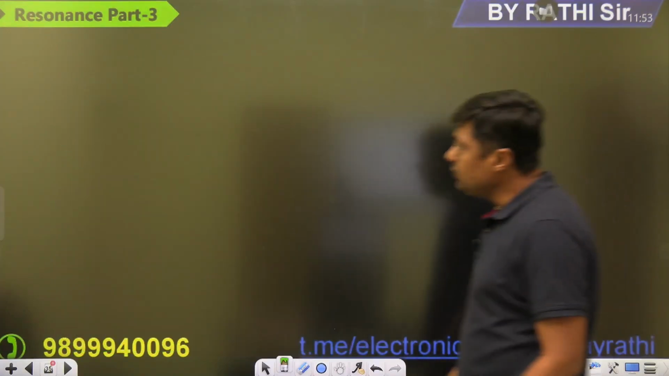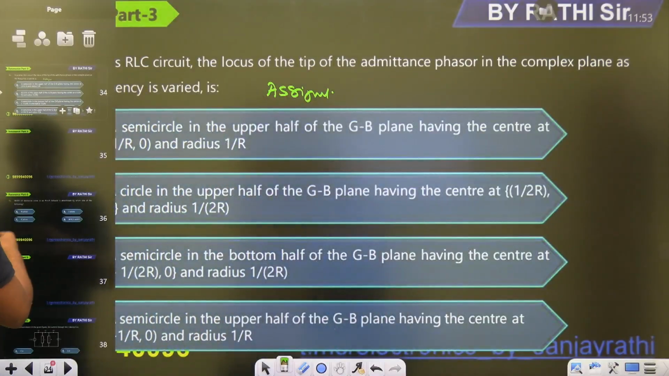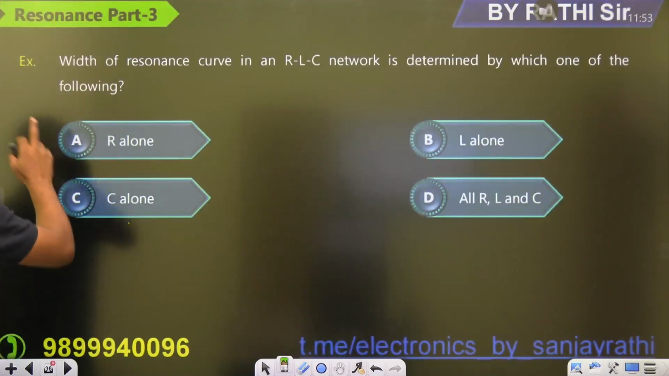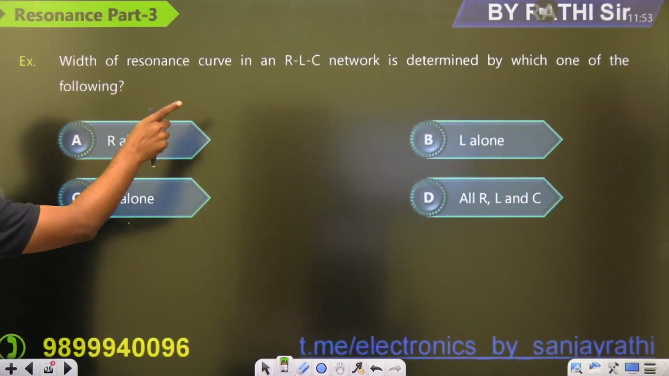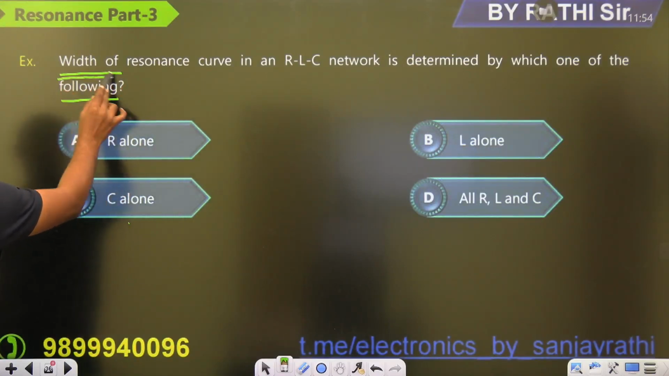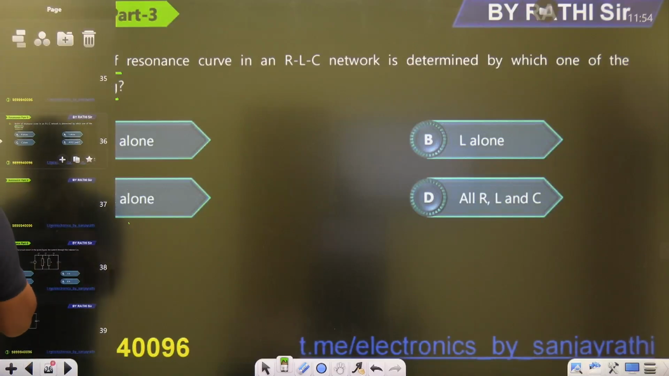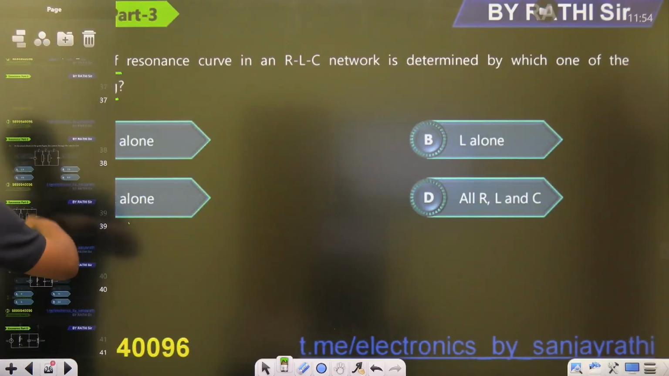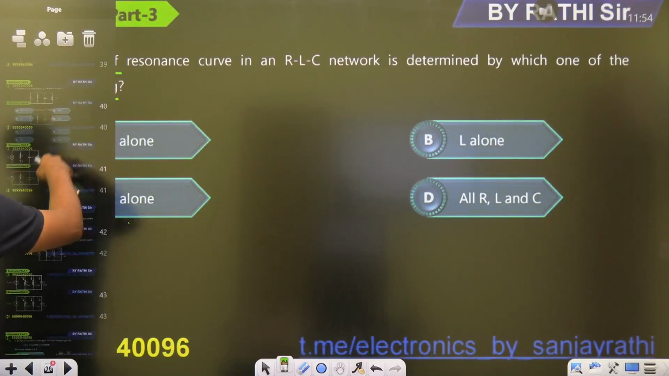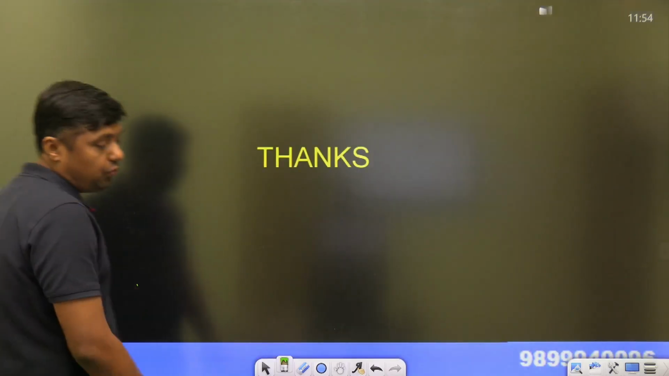Okay, and then we have more questions. Already yesterday I gave the assignment, and we will solve it. This is the question: the width of the resonance curve in an RLC network is determined by which one of the following? Try to solve this question. Already yesterday I have given it, so we will solve all the questions on the weekend. Okay then, thank you very much for attending the session.